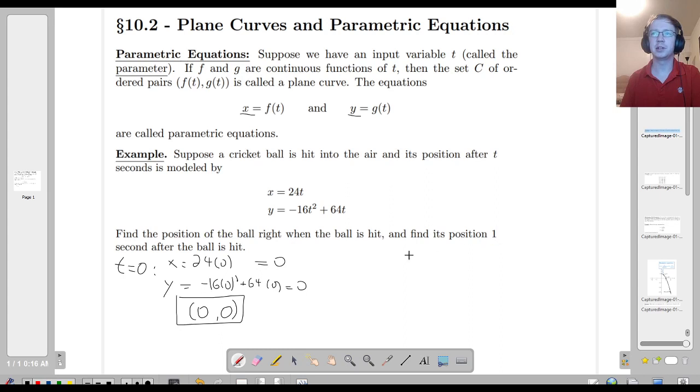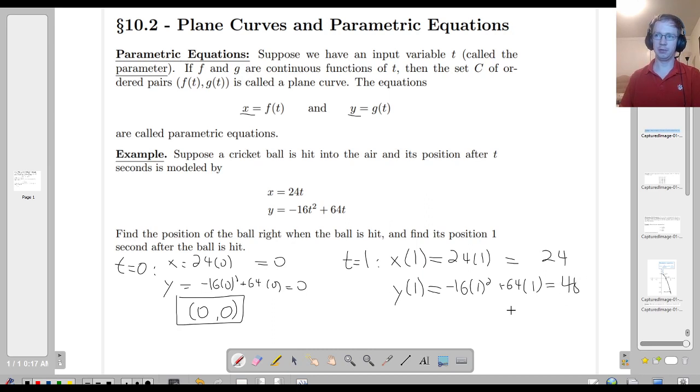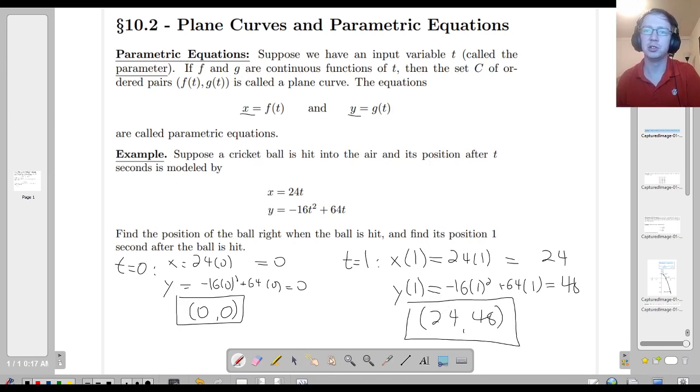The next question is what's the position 1 second after it's hit? Same thing, I'm just going to be plugging in 1. You could even write this as x of 1 and y of 1. In other words, what happens when you plug 1 into those equations? I end up with 24 and 48, which tells me 1 second after I hit the ball, it's 24 feet forward and 48 feet in the air. So that's the answer to those questions.